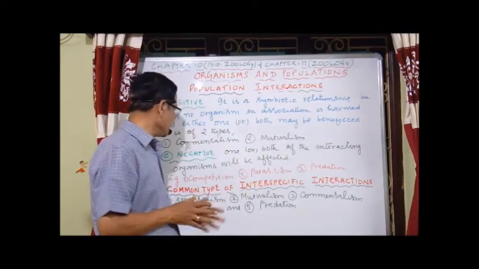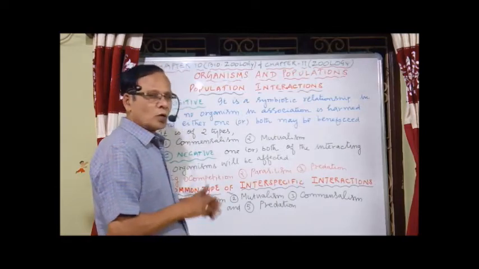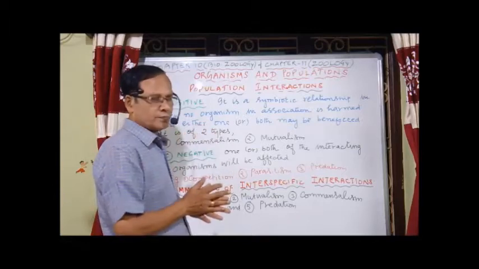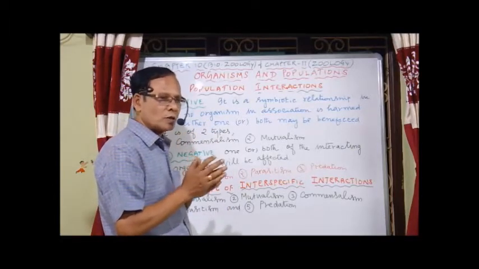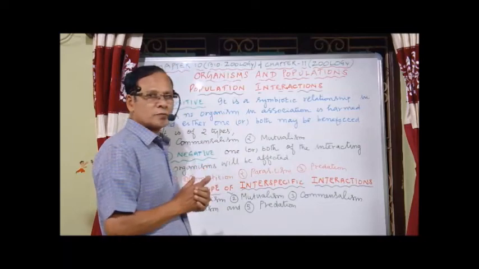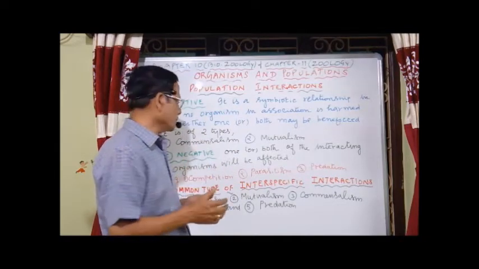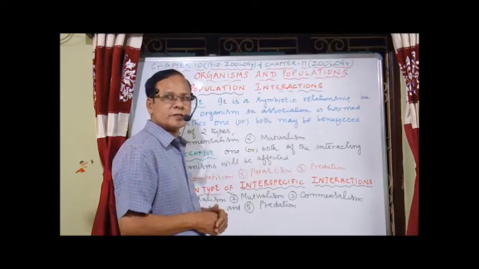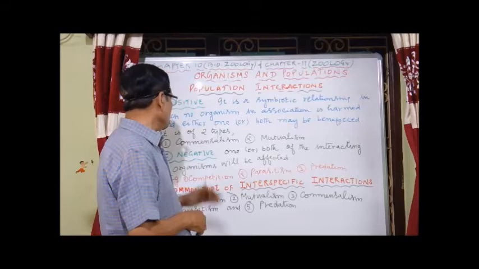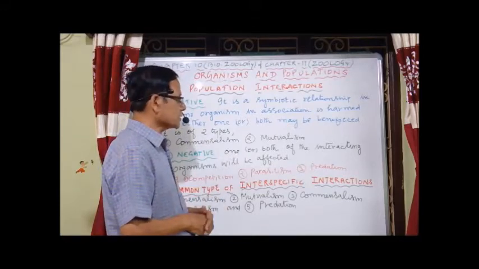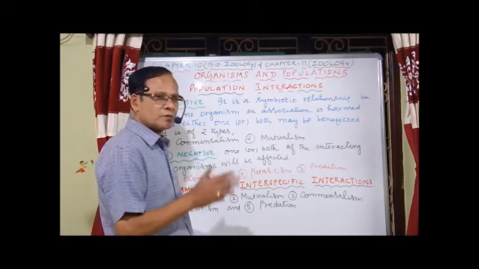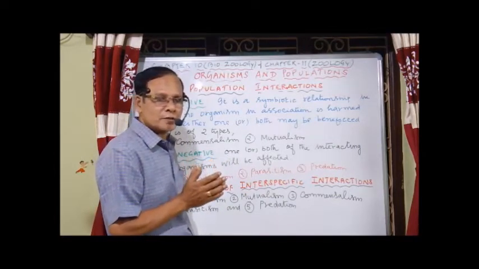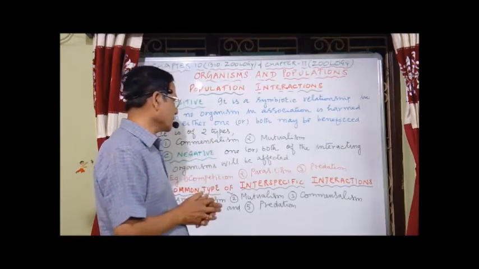Then, what will be negative? One or both of the interacting organisms will be affected. Here, one or both of the interacting organisms will be affected. So we have competition, parasitism, and predation. Competition is between individuals of the same species or different species. That means we have intraspecific competition and interspecific competition.